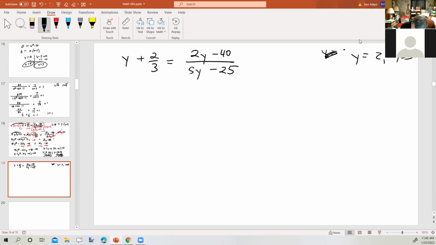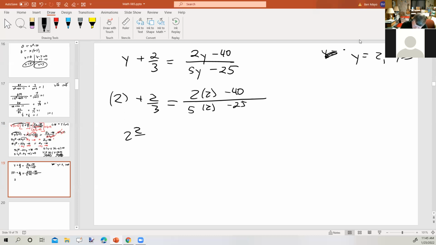Let's try the 2. 2 plus 2/3 equals 2 times 2 minus 40 over 5 times 2 minus 25. 2 plus 2/3 would be 2 and 2/3, which is what, 8/3. Okay. And this is going to be 4 minus 40 over 10 minus 25, which is negative 36 over negative 15.